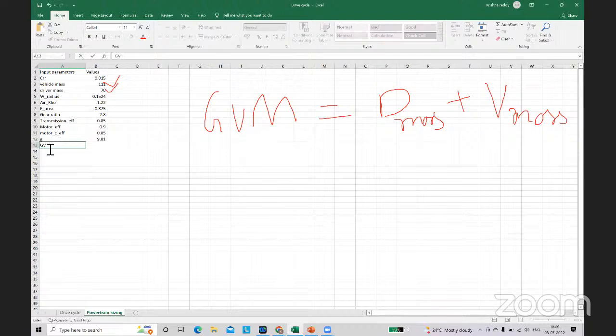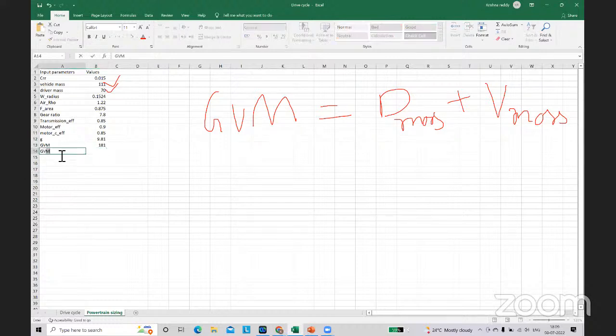GVM equal to, here I have to mention equal. I have to select B3 and I have to add a B plus and 7 and B4. So I end up with adding up those two numbers.